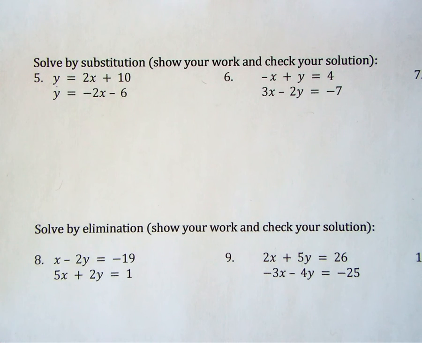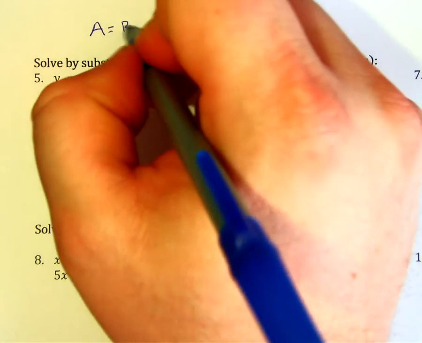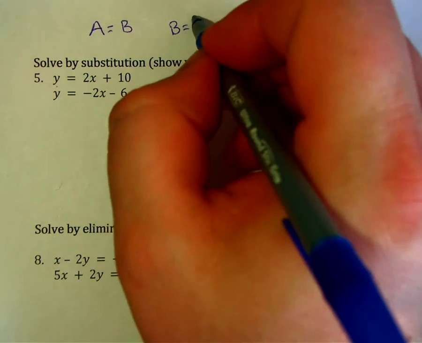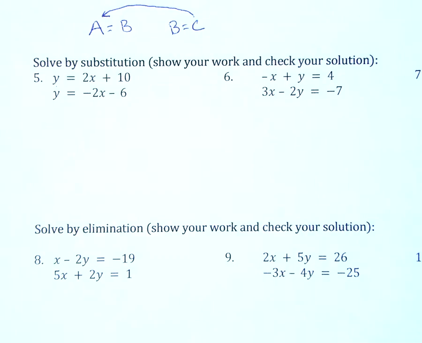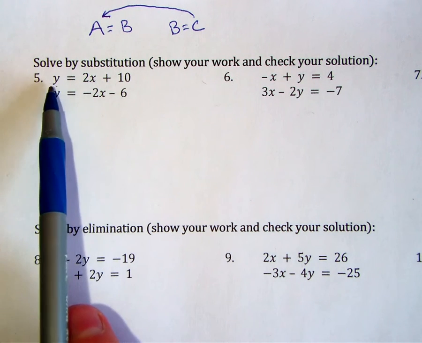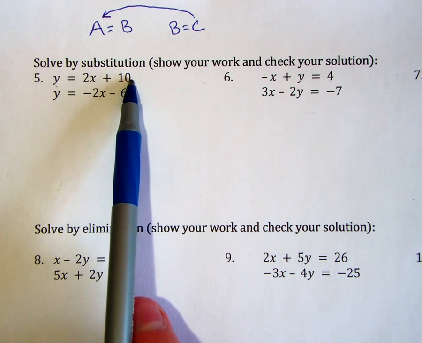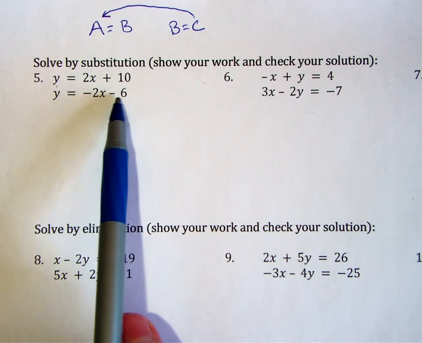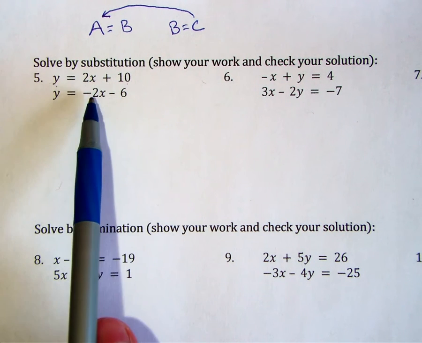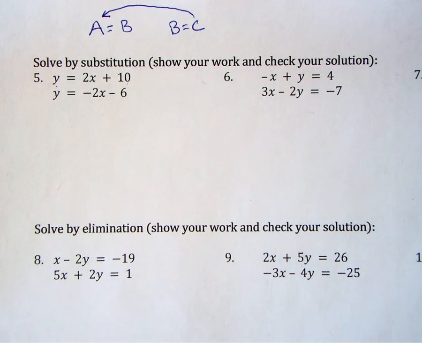2x minus 6. Now on this particular problem, we talked a little bit about logic in class. And we talked about the logic where a is equal to b, and b is equal to c. Logically, c would have to be equal to a. The same sense of logic applies to this particular problem. If y is equal to 2x plus 10, and y is also equal to negative 2x minus 6, then it must be logically true that 2x plus 10 is equal to negative 2x minus 6. That's one way to set up the problem.